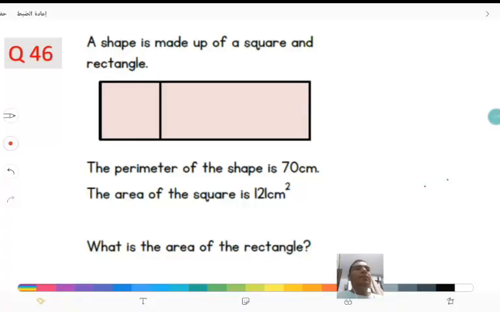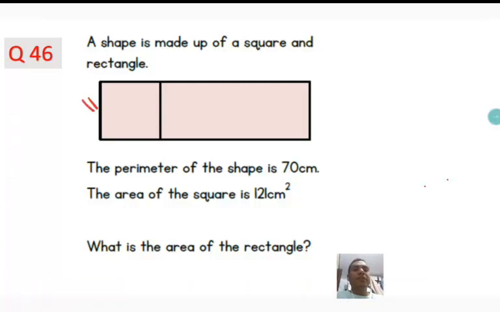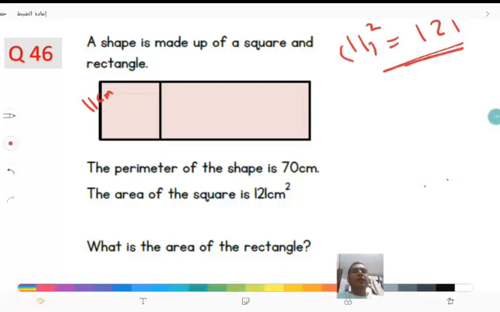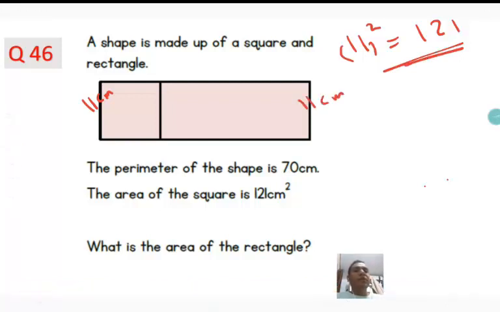A shape is made up of a square and a rectangle. The perimeter of the shape is 70 centimeter, and the area of the square is 121 centimeter squared. What is the area of the rectangle? If the area of the square is 121, then the side length is 11 centimeter, because 11 squared equals 121. So the side length of the square is 11. Now this one is 11 centimeter, and this one 11, and this one 11.